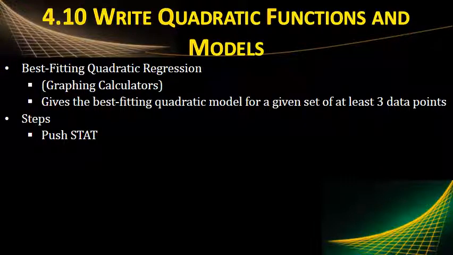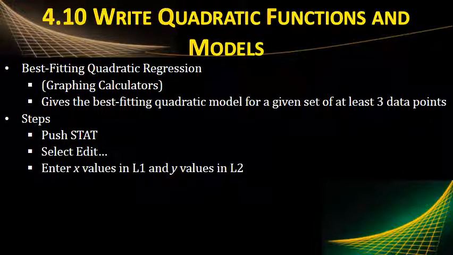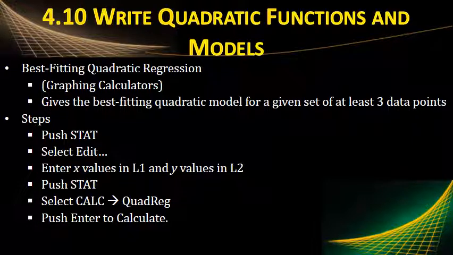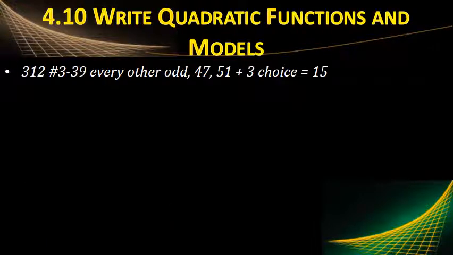So push the Stat button, it's kind of in the top center. Select Edit from your menu. Put the x values in list 1 and the y values in list 2. Push the Stat button again. Go over to Calc and select Quadratic Regression. Then, depending on your calculator, you just hit Enter again, or you go down and you select Calculate. It should give you the best fitting equation.